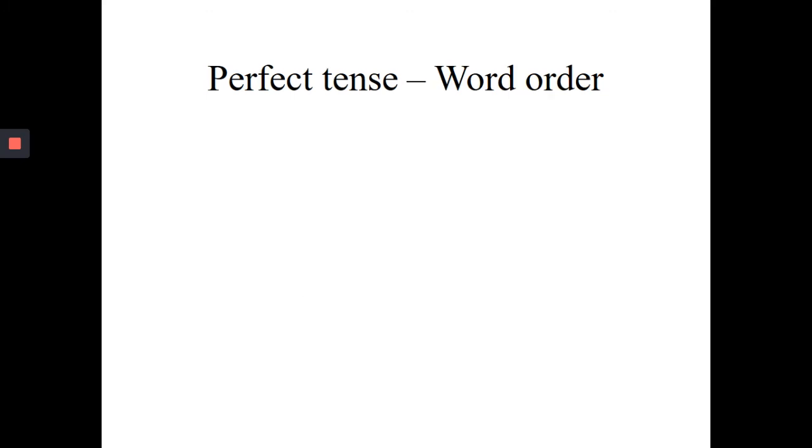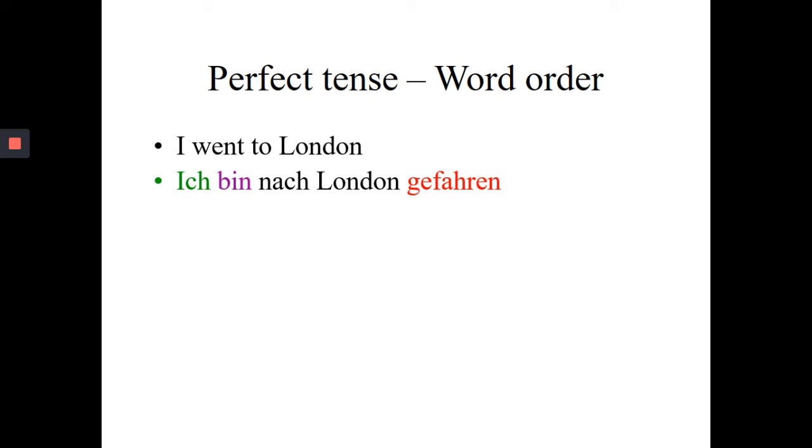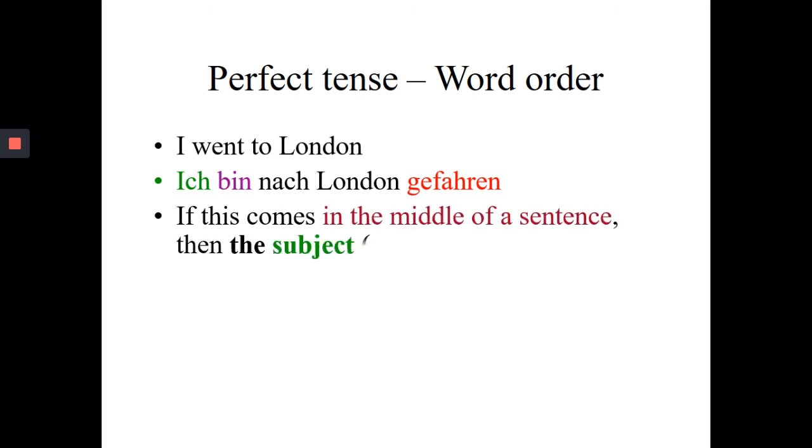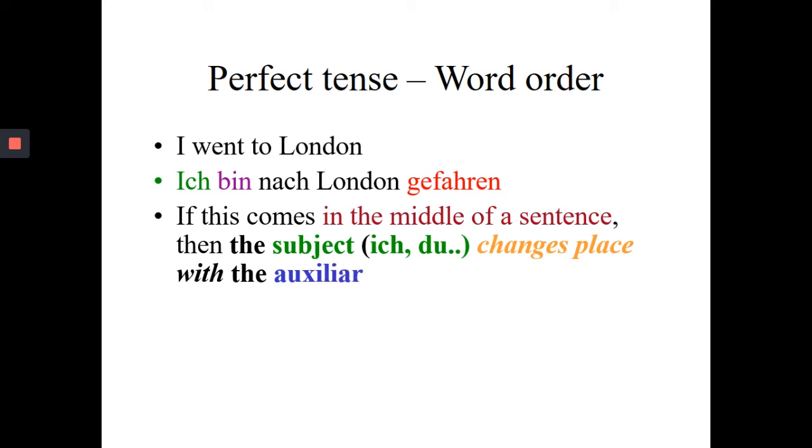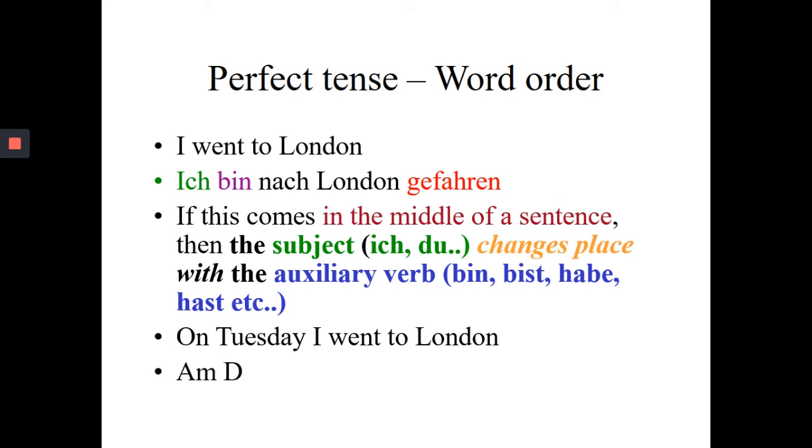Okay, so just a wee word on word order in the perfect tense. Just to keep you right, you've probably noticed this already, but I went to London would be ich bin nach London gefahren. So the past participle, the bit in red, is at the end of that sentence. If the sentence starts with a time phrase or an adverb, then the subject changes place with the auxiliary verb, the helper verb. So on Tuesday I went to London, am Dienstag bin ich nach London gefahren.